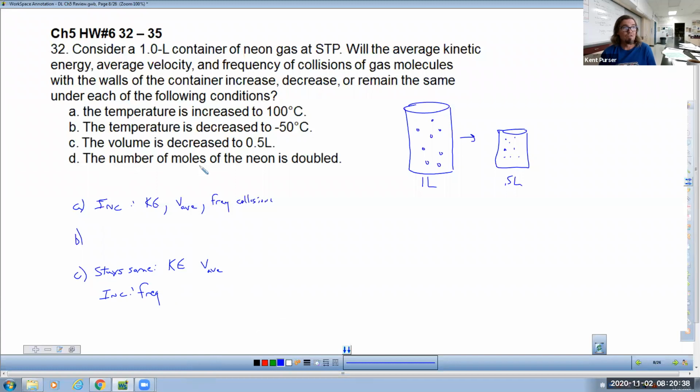How about if the number of moles of neon is doubled inside the container? If the number of moles inside here is doubled, so let's go back to the original container and let's add 8 more particles. 1, 2, 3, 4, 5, 6, 7, 8. If they're still at the same temperature, kinetic energy is going to stay the same. If they're still at the same temperature, velocity is still going to stay the same. But because there's more of them, the frequency of the collisions is going to increase.